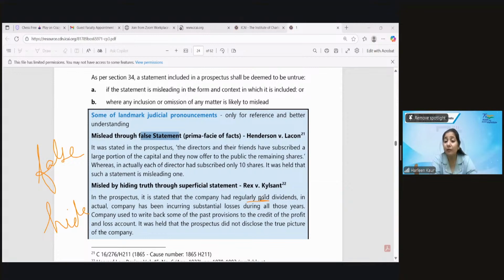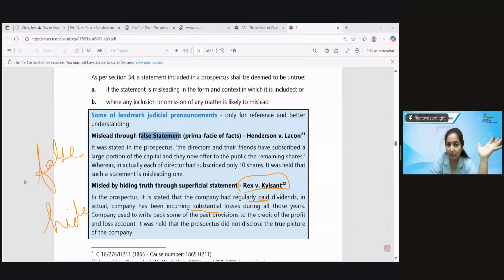A very important case, Rex versus Carlson, the name of the company. A company was paying dividends. However, actually the company was having a lot of losses. And they used to write back the past provisions to the credit of the P&L account. Here you're not disclosing the correct facts.